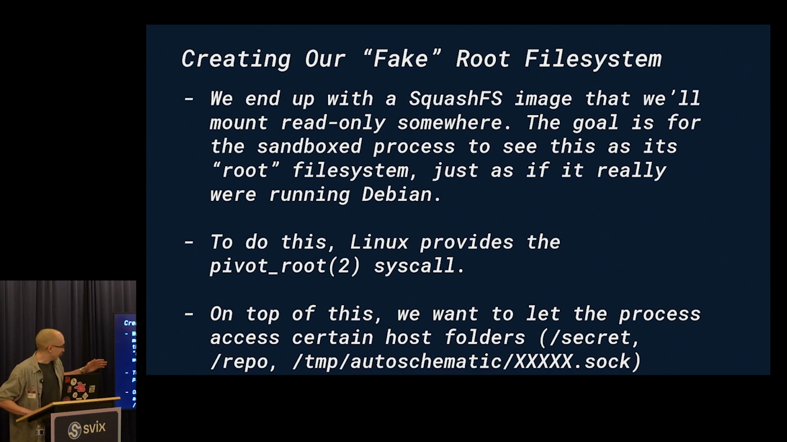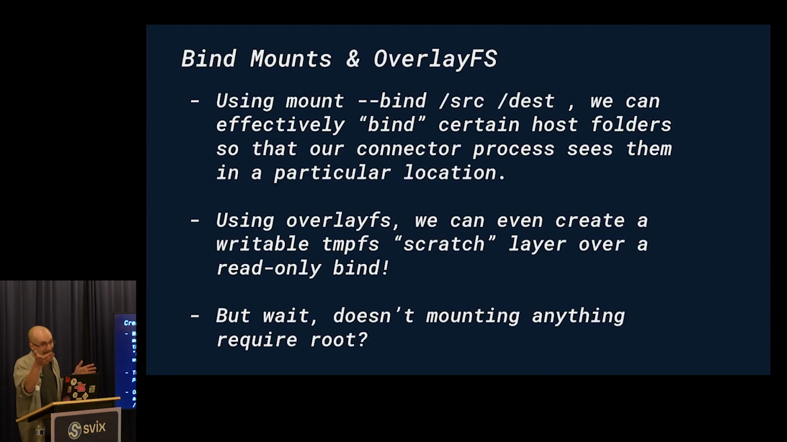Like we want to have /secret, that's where we'll put our sealed secrets, and /repo, that's actually a Git repo. We do lots of Git operations as an infrastructure-as-code thing, which is why it's relevant. And also the folder where we store our sockets, it must have that folder as well. Otherwise, there's no way to communicate with it. So we've got to achieve this somehow.